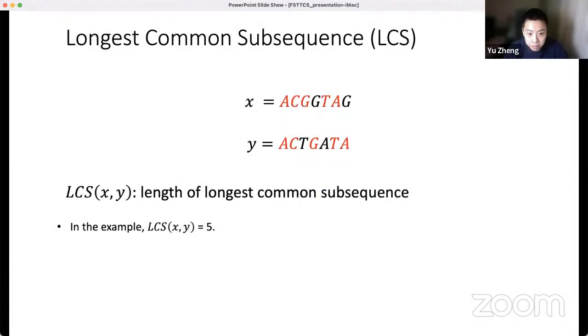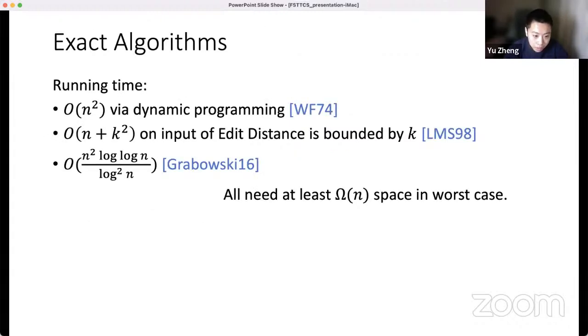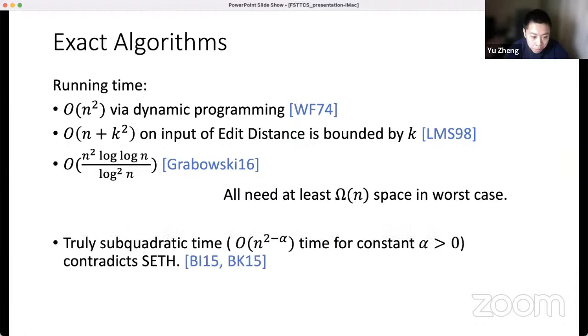Another case study is the longest common subsequence, also a very classical problem. It asks us to output the length of the longest common subsequence. Like here, the LCS is marked in red. Okay, so let's review some classical results. The textbook dynamic programming algorithm can solve both problems in quadratic time. And for edit distance, we know that if the edit distance is bounded by some parameter k, we can solve it in time n plus k squared. And we know that all these algorithms need at least linear time in the worst case. We can also show some conditional lower bounds for LCS and edit distance. For example, any truly subquadratic time algorithm would contradict the strong exponential time hypothesis.